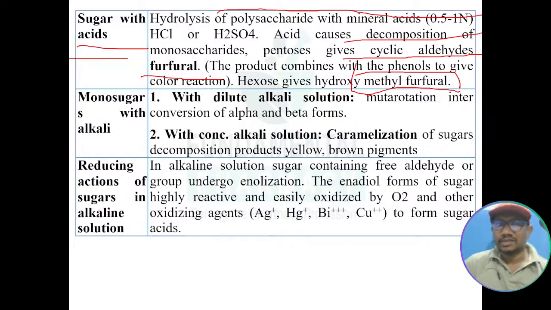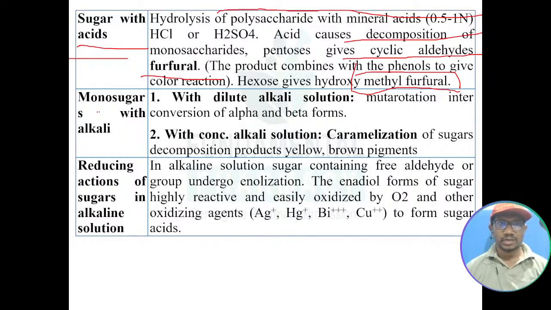Carbohydrates are identified by a few tests. One of the tests is the Molisch test. So what is the mechanism in the Molisch test? Sugars are treated with acid, then furfural or hydroxymethyl furfural is produced. That reacts with the phenol to give a color reaction.